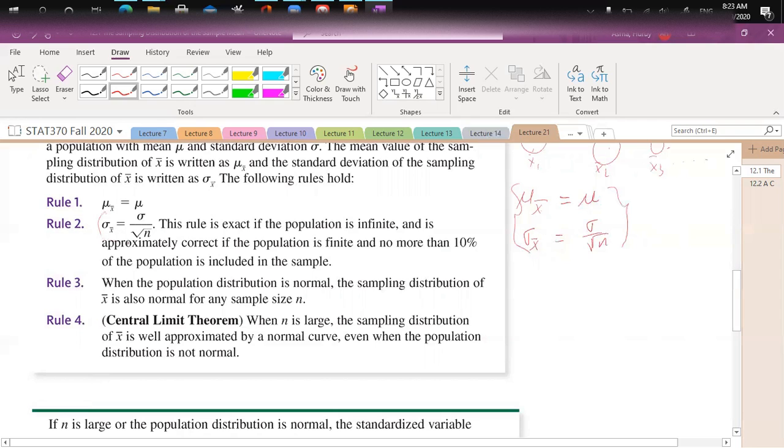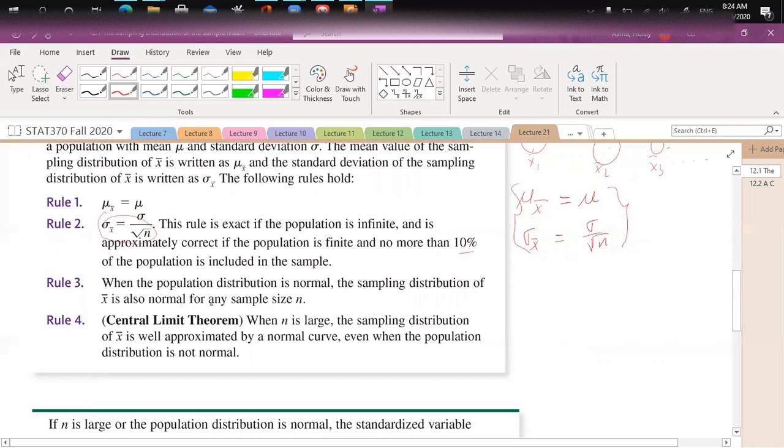And this rule is exact if the population is finite. If we have a finite population, this is exact. We get exactly like this one. It is not an estimate. And it's approximately correct if the population is finite and no more than 10% of the population is included in the sample. If you remember, we had this in estimating population proportion. It's always a good idea to include less than 10% of the population, and this is one reason.